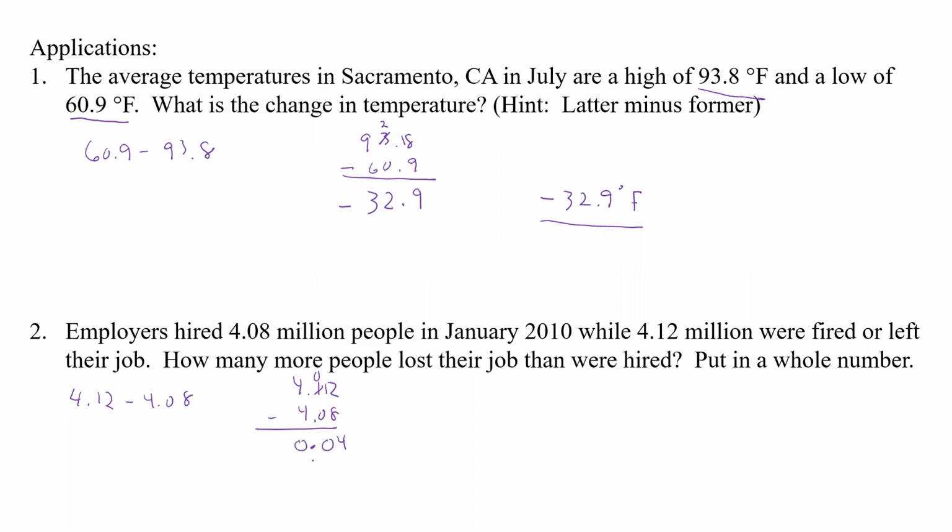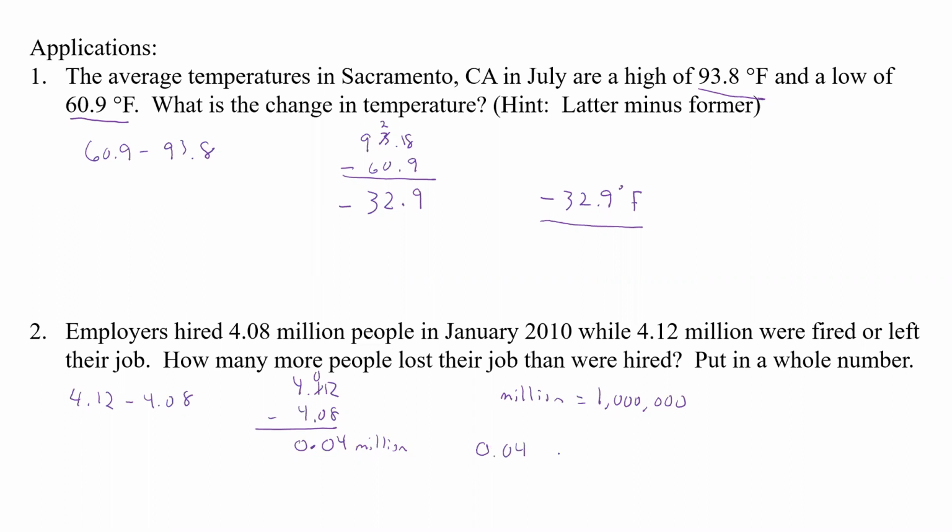And that's 0. So we have 0.04 million more people lost their job than were hired. But they want us to put it in a whole number. Well, if we remember, a million is equal to 1, 0, 0, 0, 0, 0, 0. And so if we take that number times the 0.04, or basically, if we just move the decimal 6 places to the right, we should have our number.